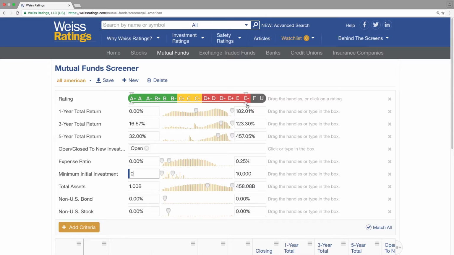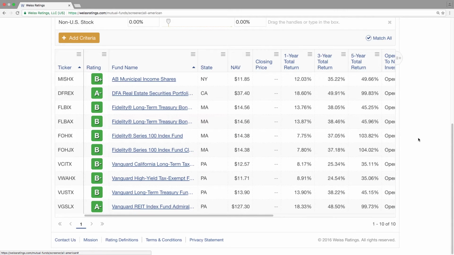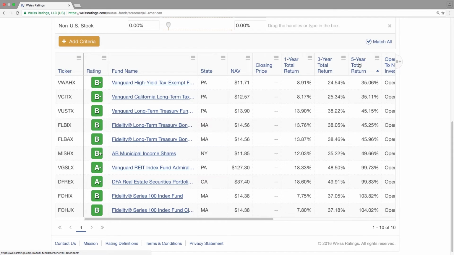Let's reduce these funds down to those that are a buy. So we're only looking at buy-rated funds, and that reduces it down to 10. Now, as you can see here, there's many different funds. We've got muni bonds, we've got real estate investments, got long-term treasuries, you've got some high-yield tax-exempt bonds. So there's a number of different investments that you could make, and they range really across the line in their returns as well. So let's click on the 5-year total return and sort that by largest to smallest.